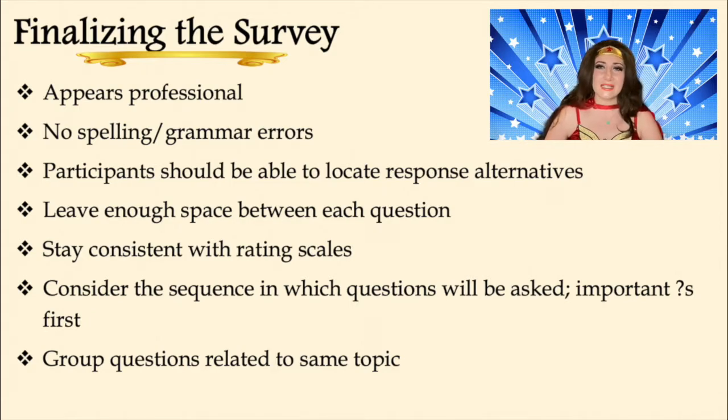And you also want to stay consistent with rating scales. So if you're going to choose a 7-point Likert scale, use that all the way through. If you're going to use a 5-point Likert scale, then keep that consistent. Don't jump between 5 and 7 and 3. It also is a little bit taxing on the participants that way.